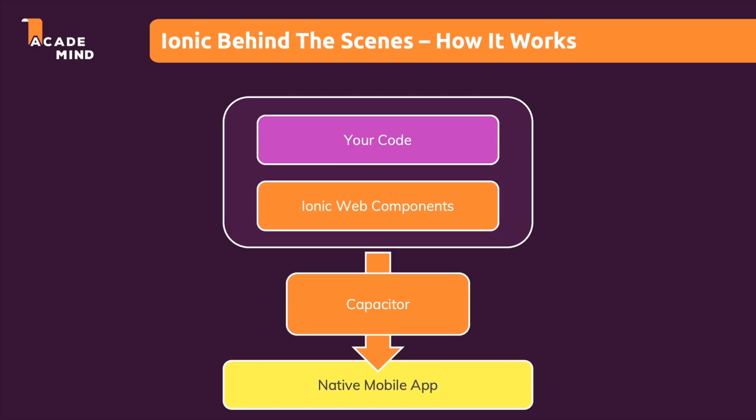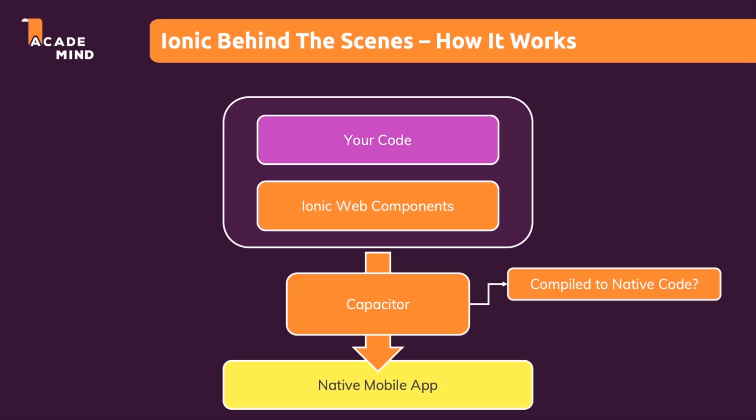But the question is, how does Capacitor turn it into a native mobile app? Does it take our web app code, so HTML, JavaScript, and CSS, and compile this to native code? So does it translate our existing code to the Java and Objective-C equivalents for the Android and the iOS platform? Or does it compile it to machine code which runs on mobile devices? Or does it use another approach you could think of, where it takes your web app and wraps this into a mobile app? What does it do? Well, it does the second thing. It takes this web app and wraps it into a native mobile app, into a real native mobile app.